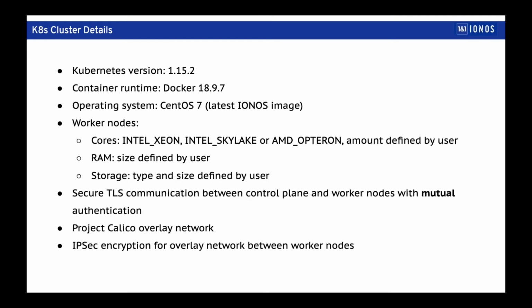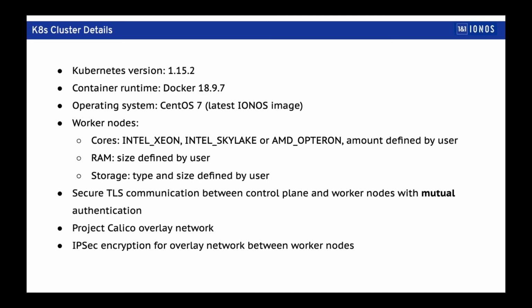The details or configuration of the worker nodes are, of course, left up to you, the user, to define. As I said, as it is based on the normal enterprise cloud resources, you have the choice for the CPU architecture between the Intel Skylake, the Intel Xeon, or the AMD processors. The amount of that is something you provide in the API call. Also, the RAM is defined by you via the API call, and the storage type, so SSD or HDD, as well as the size, is also defined by you.